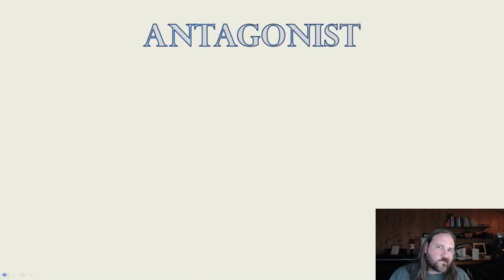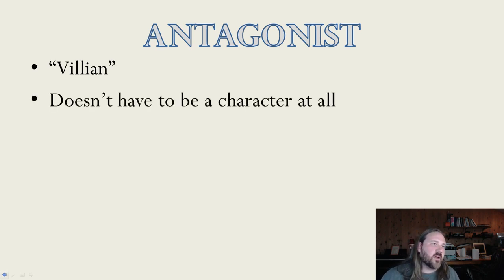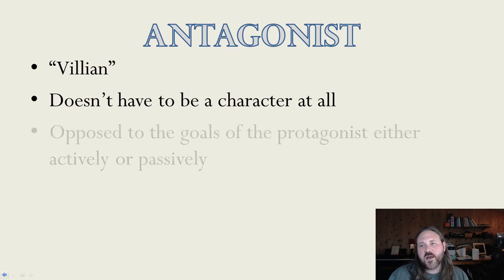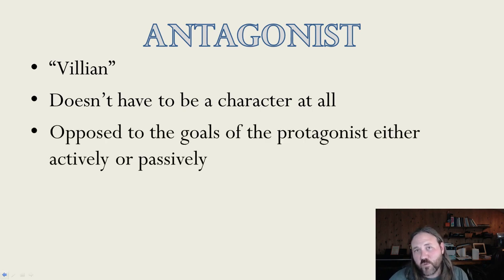Antagonists, they are basically the villain. That's what most people think of as an antagonist. But it doesn't have to be a character at all. There's man versus environment stories where the antagonist is nature or something like that. So you don't have to have a character that's an antagonist. But if you do have a character that's an antagonist, usually they're going to be opposed to the goals of the protagonist, either actively or passively.